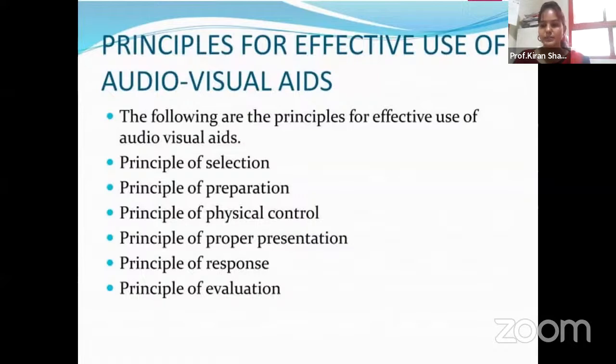Then comes the principle of response. The teacher should guide the students to respond actively to the audio visual stimuli, so that they derive the maximum benefit in learning. Lastly comes the principle of evaluation. Continuous evaluation of the aid should be done. So this is all about the principles for effective use of audio visual aids.